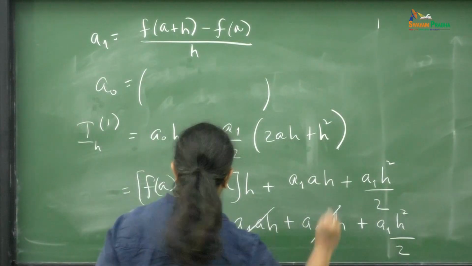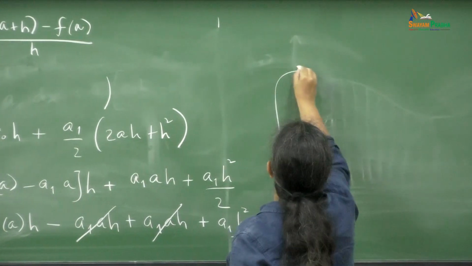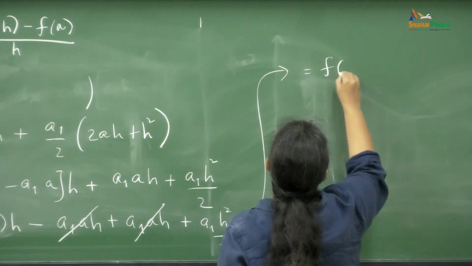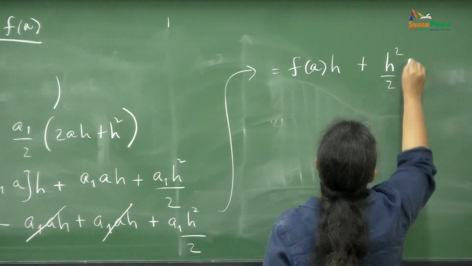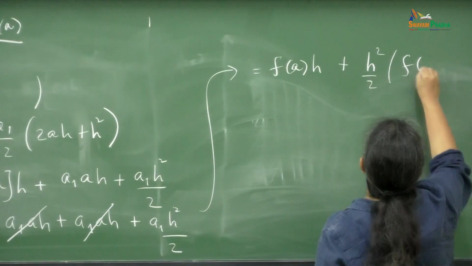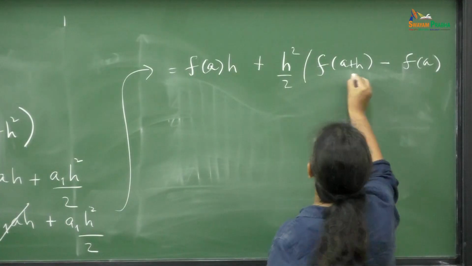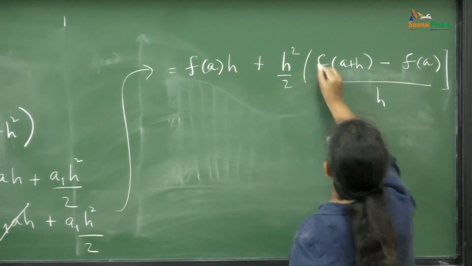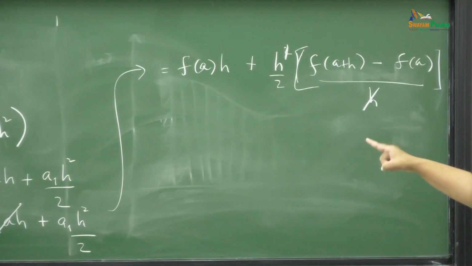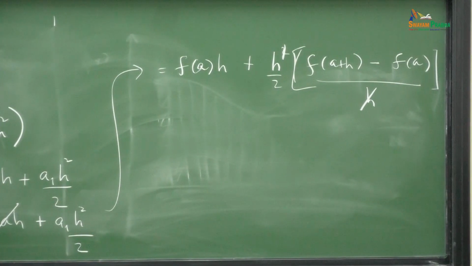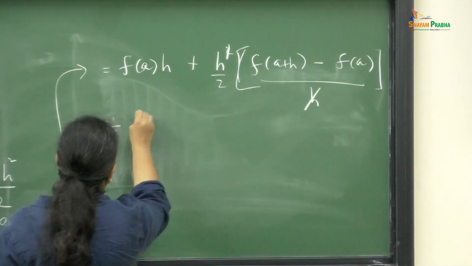Okay. Now let's plug in A1. If you plug in A1, what do I have? This equation becomes f of A into H plus H square by 2. What is A1? f of A plus H minus f of A divided by H. Okay, so now you see I was going to throw away the h square term and then I realized the a1 has an h. I can't throw it away. All right. So therefore, when I do this, then what happens?